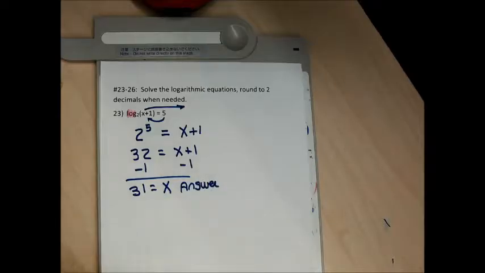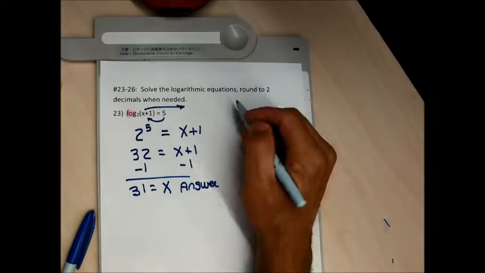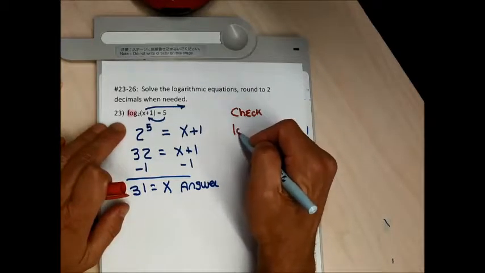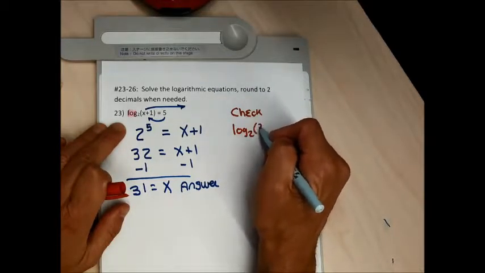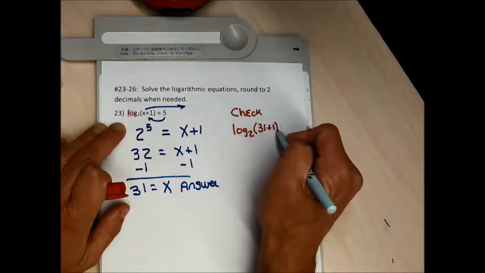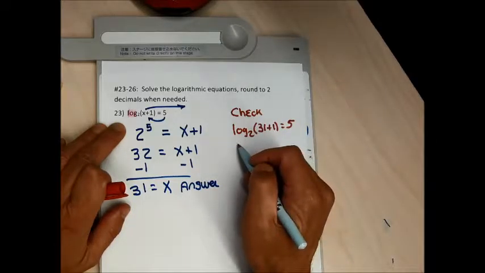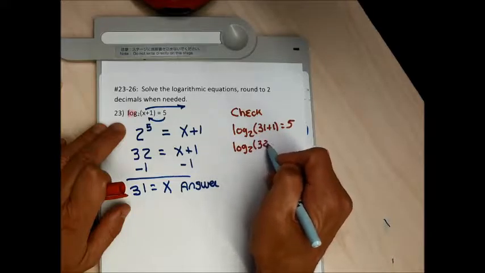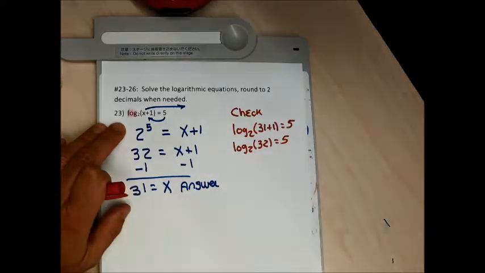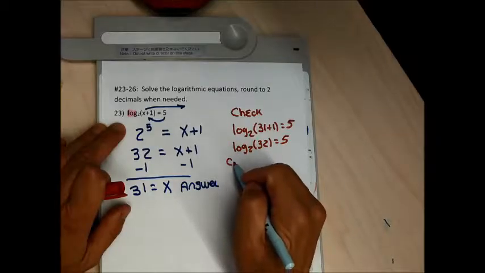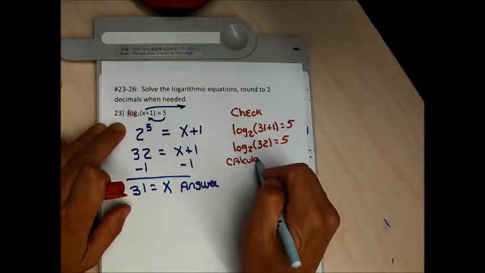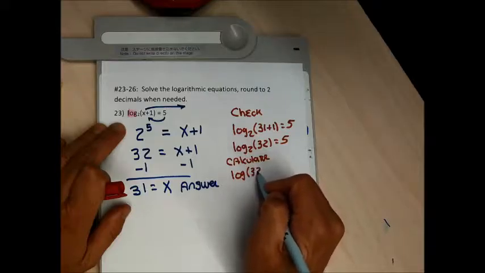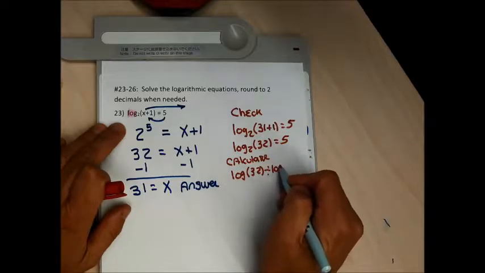If I want to check, it's not particularly hard to check. To check, it should be the case that the log base 2 of 31 plus 1 equals 5. I'm going to do a little math in my head before I use my calculator. The log base 2 of 32 equals 5. And on my calculator, I'm going to enter the log of 32 divided by the log of 2.